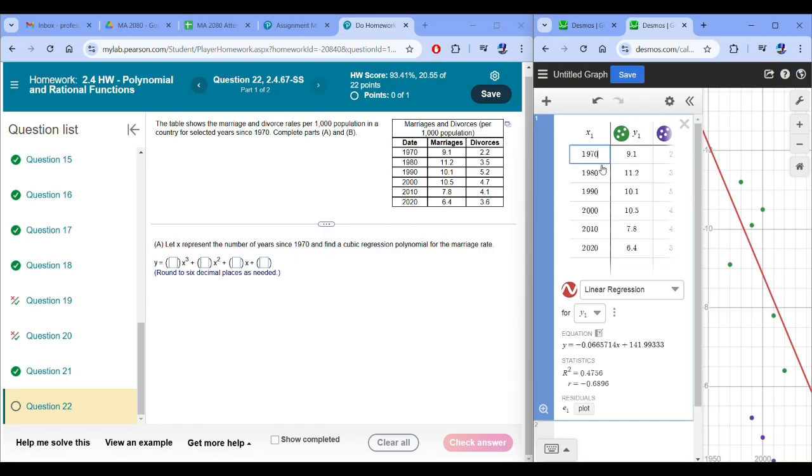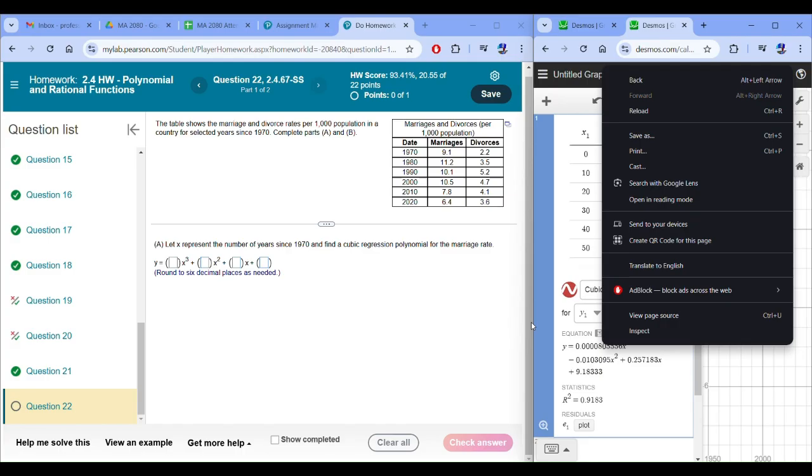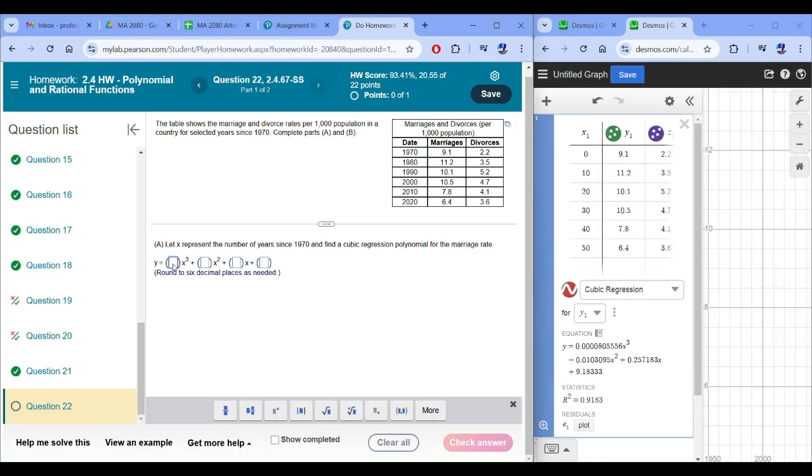Since 1970, so then this one's going to be 0. This one's going to be 10. This one's going to be 20. This one's going to be 30. This one's going to be 40. And then this one will obviously be 50. I want a cubic regression to 6 decimal places. So let's just go 1, 2, 3, 4, 5, 6. That becomes a 1.